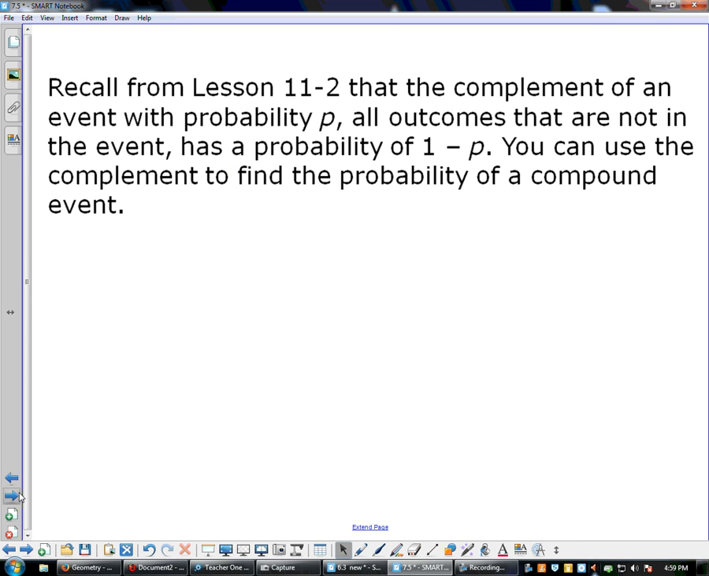Now we want to recall back from lesson 11.2. I don't think that number's quite right, but that's okay. Maybe 7.2, that sounds better. The complement of an event with probability P is all outcomes that are not in the event. So a complement is kind of the opposite of what we're looking at. So what didn't happen? In order to find that probability, we're going to take 1 minus P. So you can use the complement to find the probability of a compound event. So again, if I told you the probability of rolling a 2 was 1/6, and I wanted to know the probability of not rolling a 2, you would take 1 minus 1/6. So take away the probability for the thing that you know.